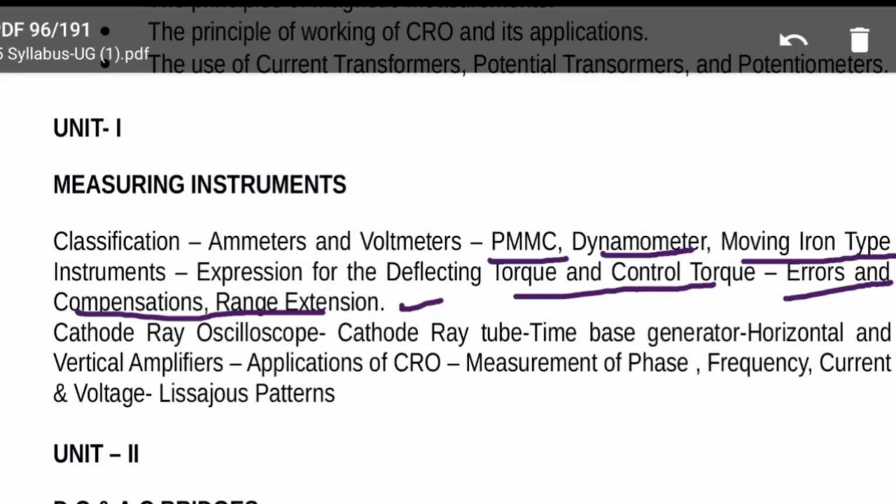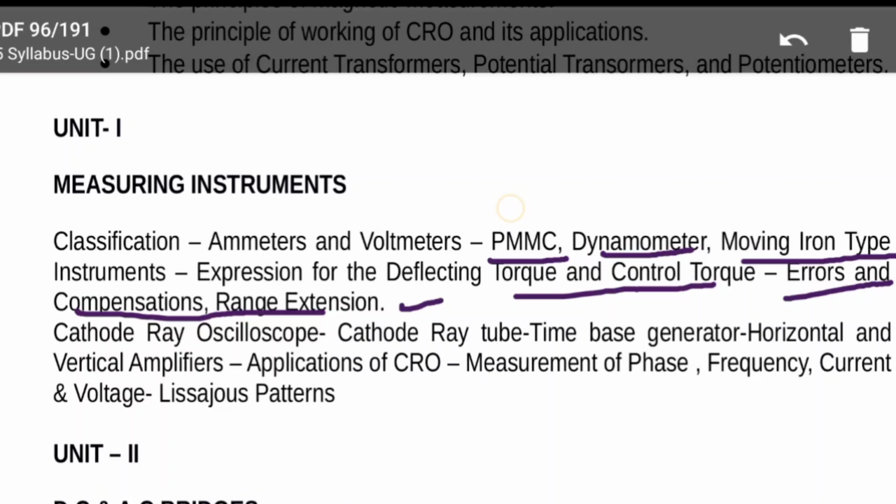10 marks questions may not come from range extension, but from the PMMC, dynamometer type and moving iron instruments. The PMMC instrument consists of permanent magnets and a moving coil, and springs provide the controlling torque, with electromagnetic damping as the damping torque. Range extension, how to extend the range, you have to know the basics. An ammeter range can be extended by use of a shunt, whereas a voltmeter range can be extended by using a multiplier.